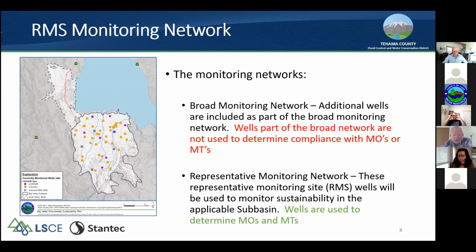And the question always comes up: why don't we just make the broader monitoring network the RMS network? Well, you've got to remember, it's really expensive to continue to do monitoring at that detail on all the wells. SGMA has some guidance documents that I'll provide that give you a sense of how to go about establishing an RMS network. We all realize that the current broader monitoring network is going to continue, but the RMS network is a little more refined.